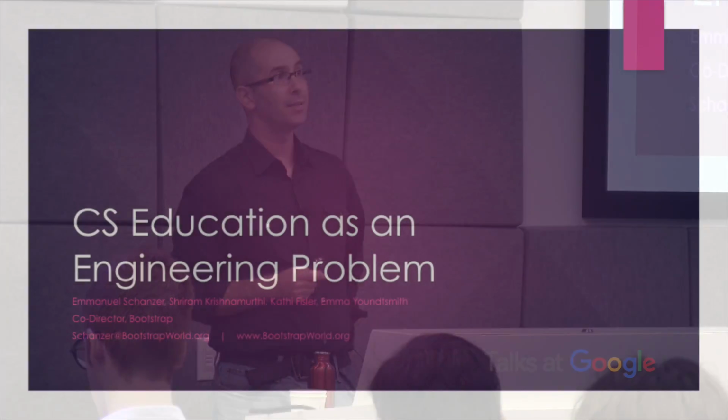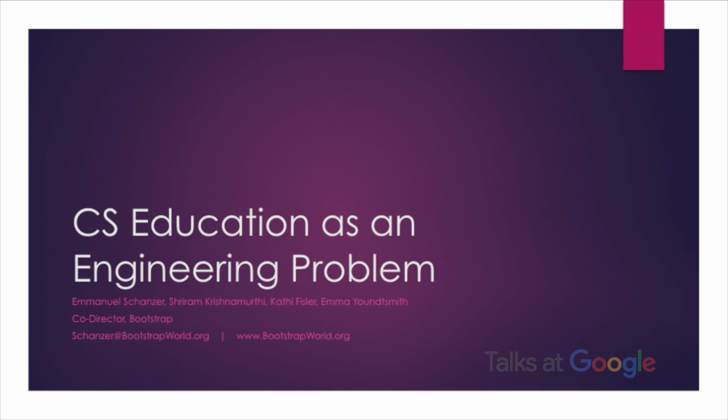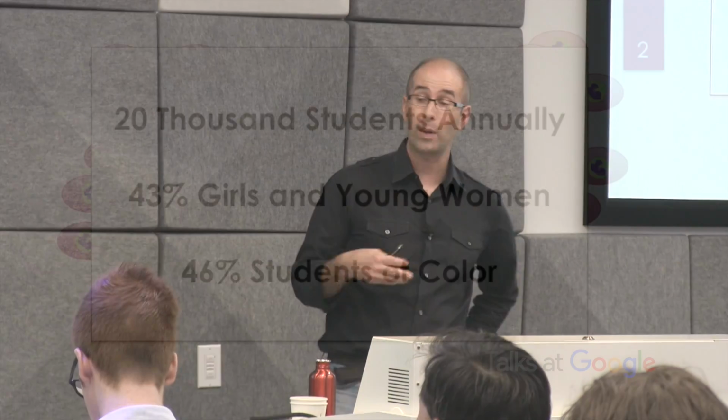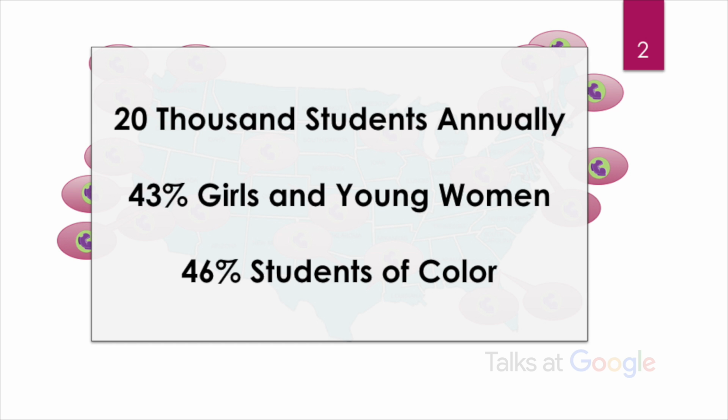And I'm going to spend the next 35 or so minutes talking to you about computer science education formulated as an engineering problem. So as Andrew mentioned, my name is Emmanuel. I work with a team. Their names are up here on the slides: Shriram Krishnamurthy, Kathy Fissler, and Emma Yunsmith. And Bootstrap right now is one of the largest formal in-school programming courses in the country. We reach about 20,000 students every single year. Most of these students are taught by teachers with little or no computing experience.